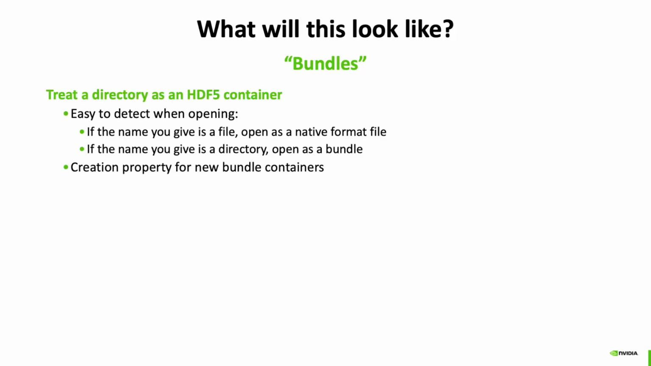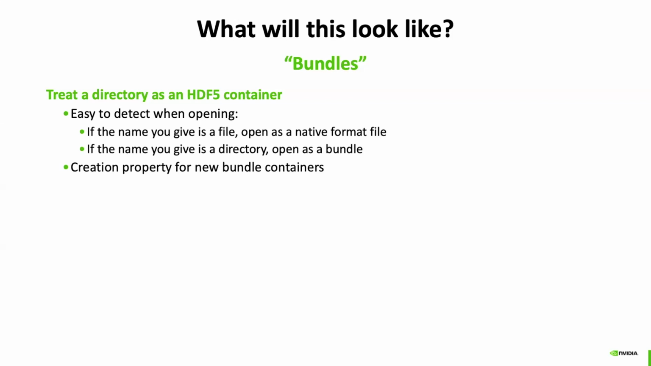We're going to create bundles where a directory is equivalent to an HDF5 container. This is not rocket science, right? Really easy to detect when you open. If you get a name and that's a file, it's a native file. Boom, we go do that. If it's a directory, it must be a bundle or somebody made a typo, right? But if you give me a name and I look it up and say that's a directory, I'm going to look for the bundle keyword and find the bootstrap piece of that. And if it's there, I'm going to treat the whole directory as if it's an HDF5 container.